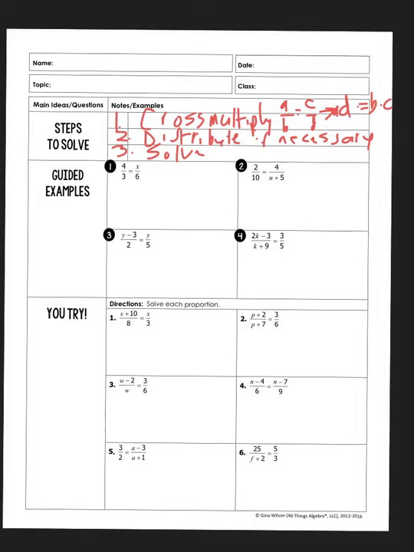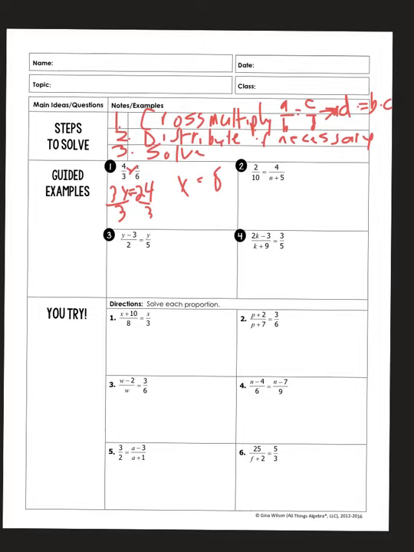All right, number one, cross multiply. So 4 times 6 is 24. 3 times x is 3x. Divide by 3. And x equals 8.